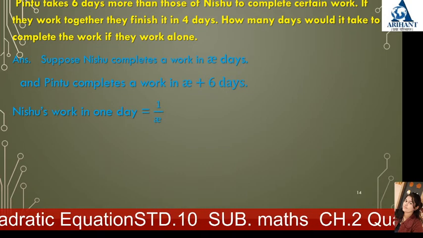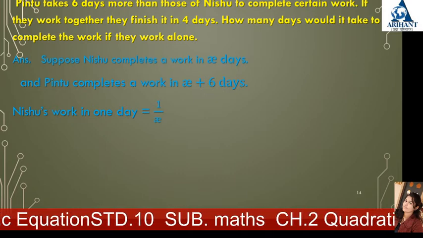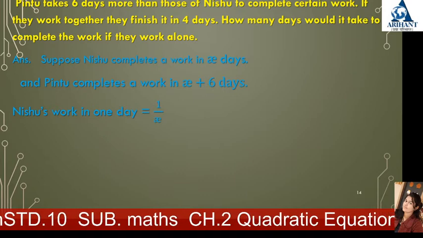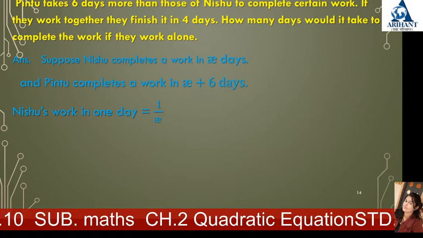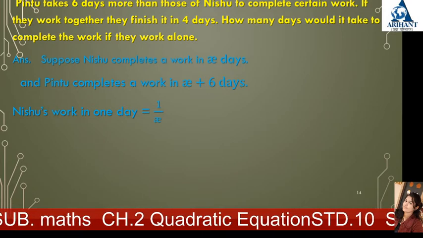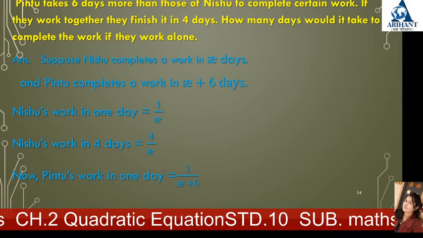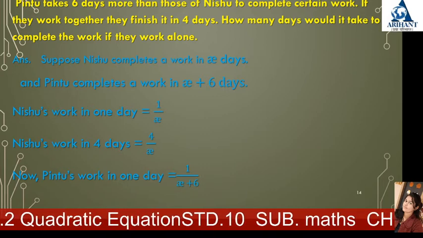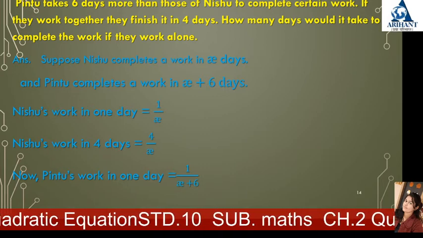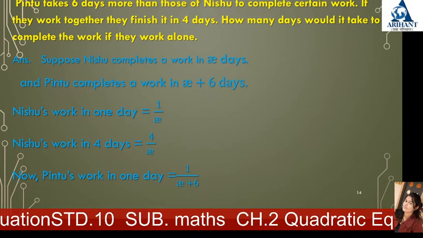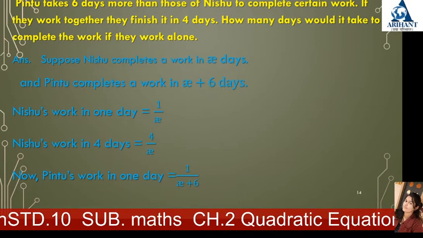That's why if we consider x for Nishu's work, then x plus 6 should be Pintu's work time. So Nishu's work in one day is equal to 1 by 6. Just take the reciprocal of it. And Nishu's work in 4 days is 4 upon x. And now Pintu's work in one day is 1 upon x plus 6.